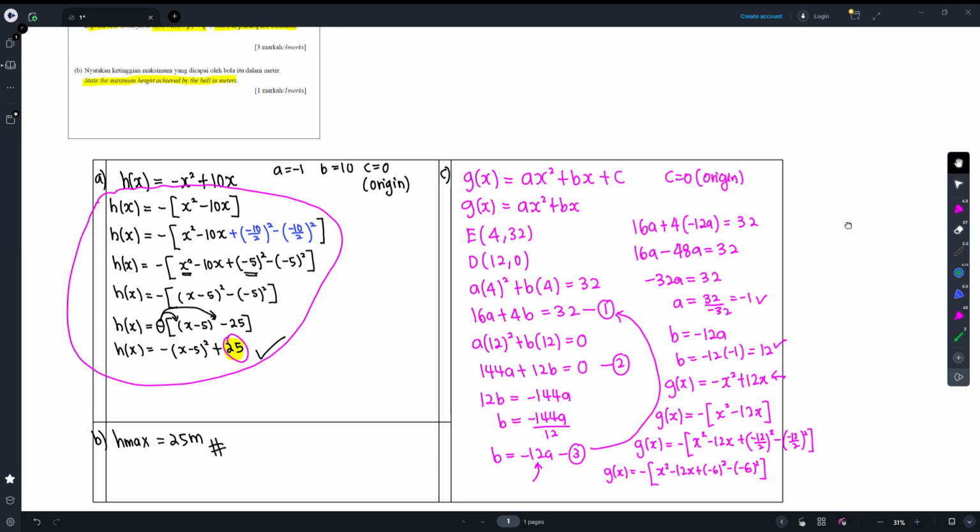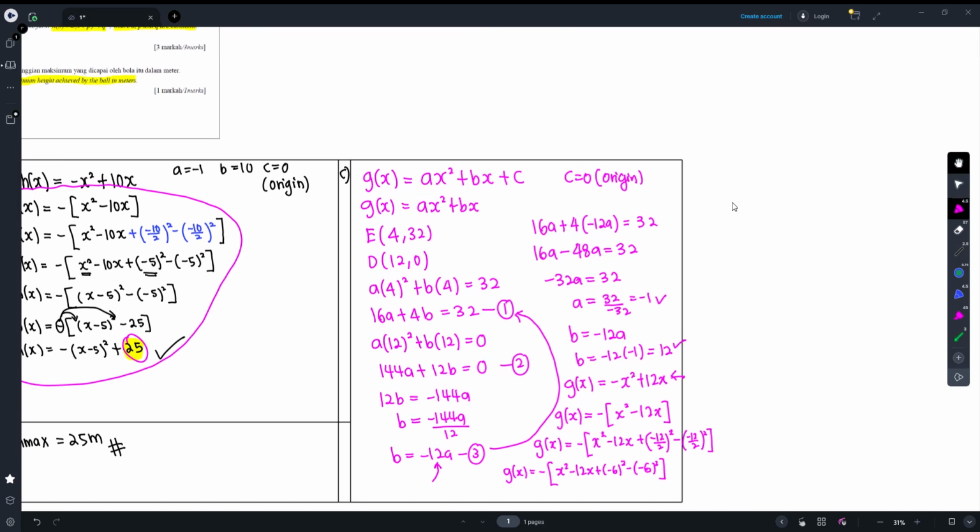Okay, let me continue on the other side. So your g(x) will be negative, square bracket, sorry, not x square, open bracket x minus 6 square, and then minus negative 6 square, with the square bracket. So what happens to your g(x)? Your g(x) will become negative (x minus 6) square, and then this will become plus 36. So you have to put inside the negative like what I did for part A. So negative (x minus 6) square plus 36.